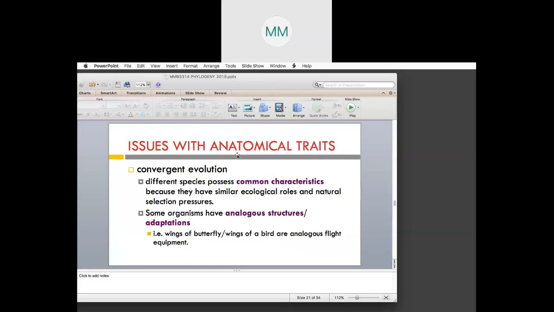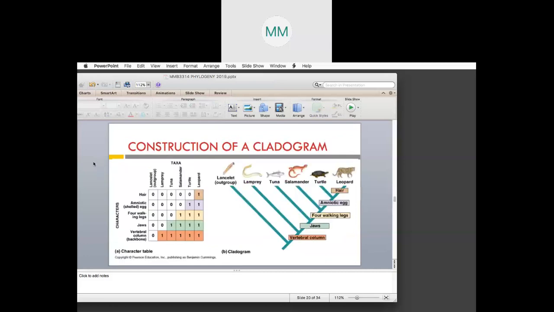Alright, issues with anatomy for convergent evolution. Different species possess common... Doctor, wait a moment. Sorry. Can we go back to the construction of a cladogram? The activity to find the monophyletic, paraphyletic and polyphyletic groups.